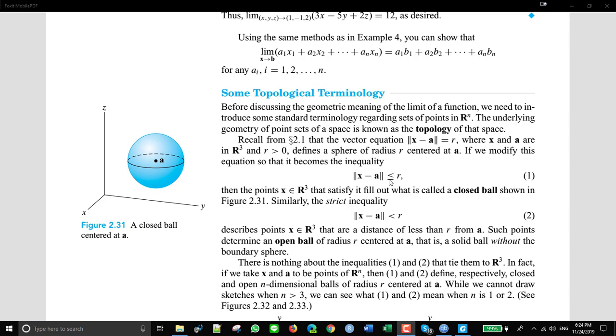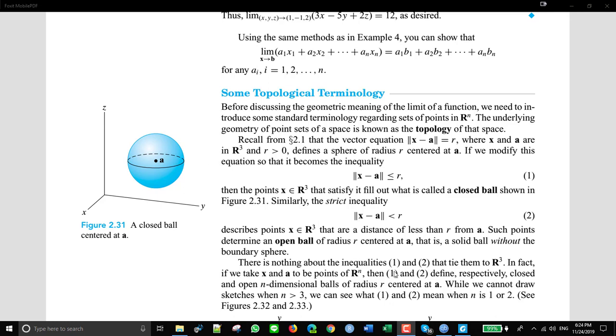So this one has the equal sign in it, so it contains all the solutions to this. That means it contains the surface, but it also contains the inside. But this one only contains the inside, but not the surface. And that's referred to as an open ball.